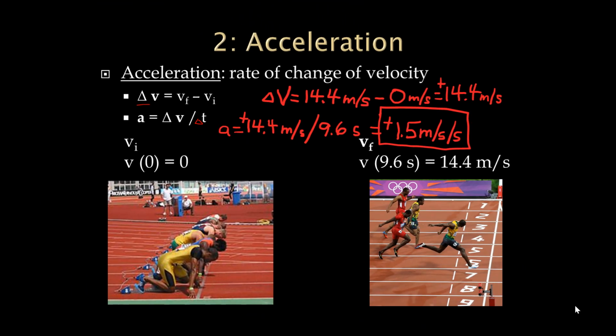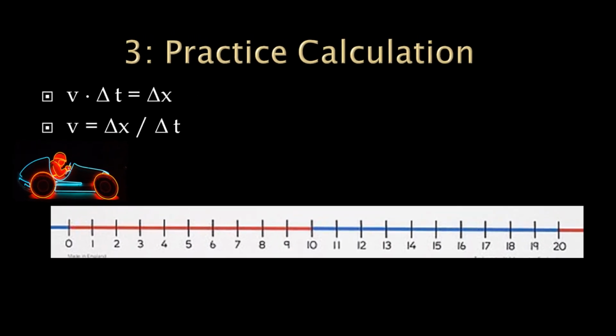We'll go through a more thorough practice calculation now. And just a reminder that our velocity is our change of position divided by our change of time. We have a car that's starting at a position of 2 meters at a time of 0. We'll mark the position of the car every 2 seconds along this number line.